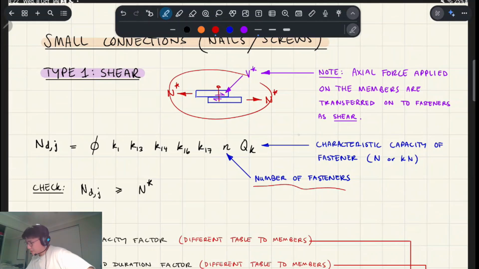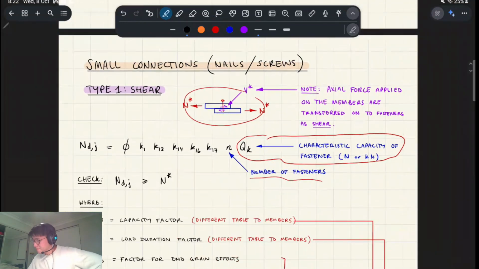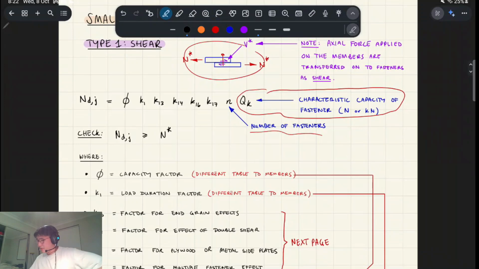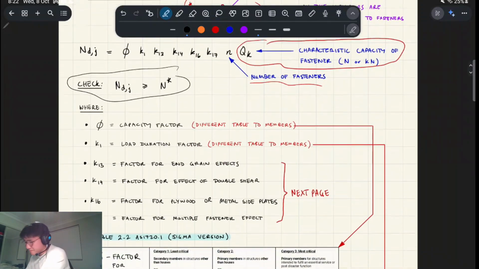And then here's where it gets cooked. You'll see, I think on the next page, the characteristic capacity of the fasteners. There are heaps and heaps of tables of this depending on the species of timber, as well as the grain direction and things like that, right? So yeah, it gets pretty confusing there. But let's go through the K factors first. Oh, and lastly, we're going to have to do the check for it. So you have to make sure the capacity is stronger than your axial force, right? Okay.